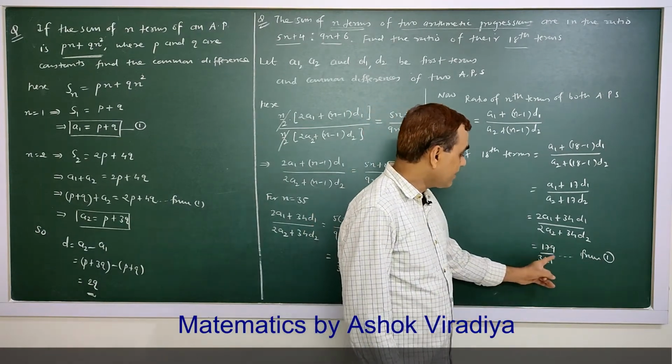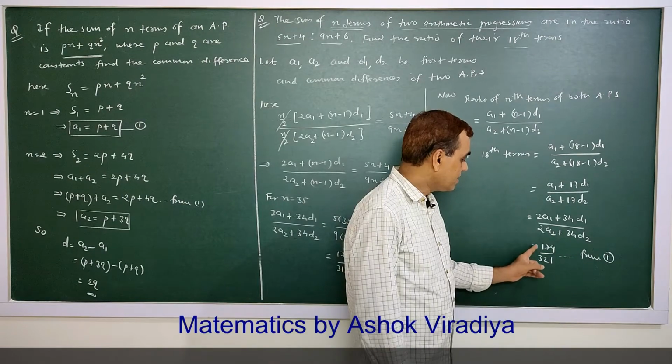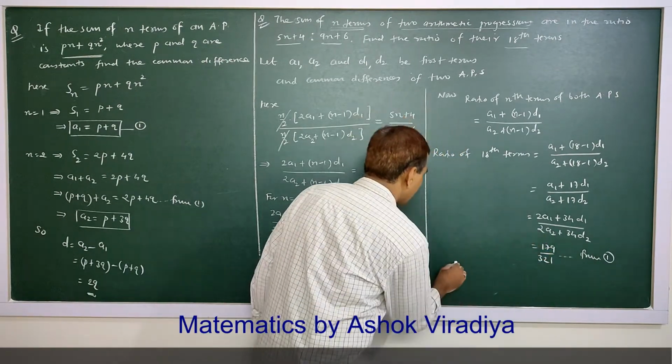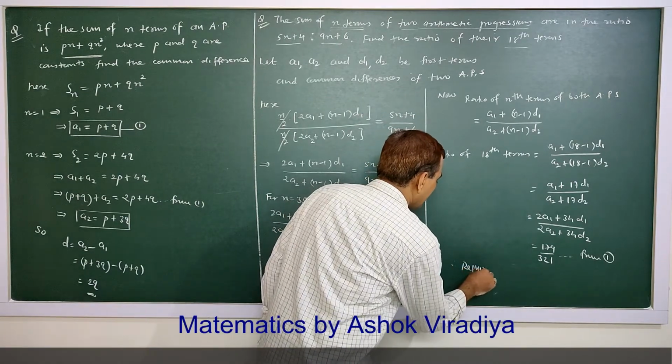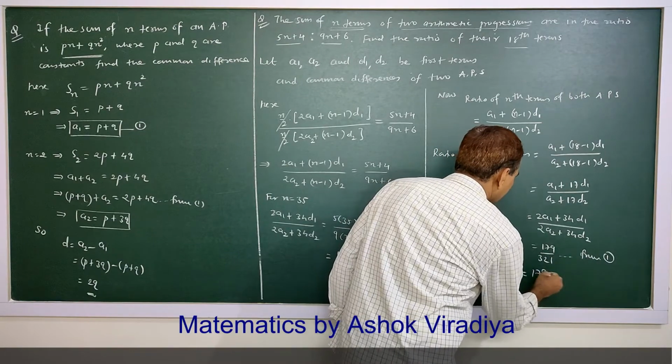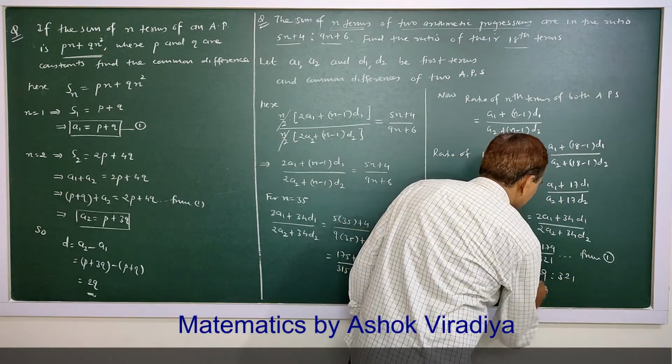This number is divisible by 3, but this is not divisible by 3. So the required ratio, therefore, the required ratio is 179 is to 321.